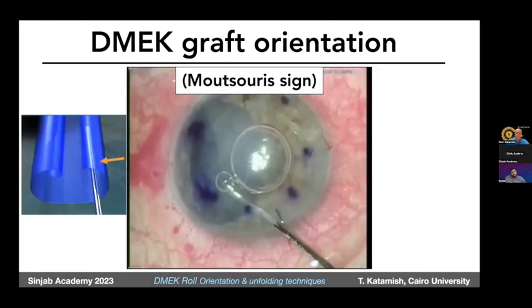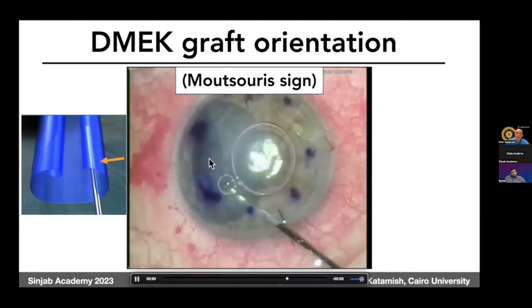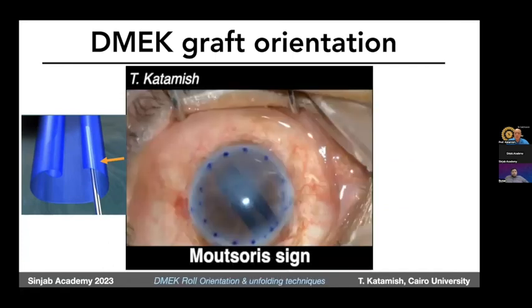In this example, you see, putting the spatula, it is hidden under this fold. So this fold is facing to the stroma. So the graft here is 100% in the proper orientation. Another Moutsouris sign: you look at this, you cannot judge. Someone may tell me, it is very clear that these folds are looking to me or looking to the iris. No, it will not be so clear in the operation.